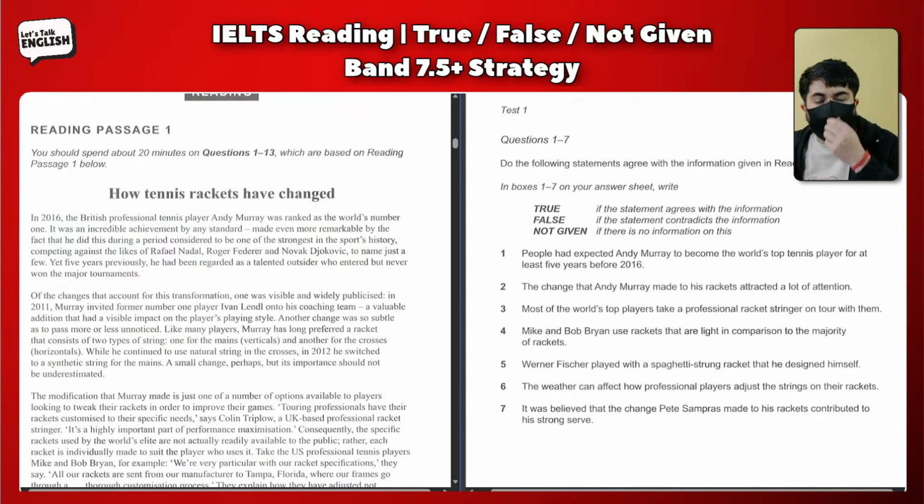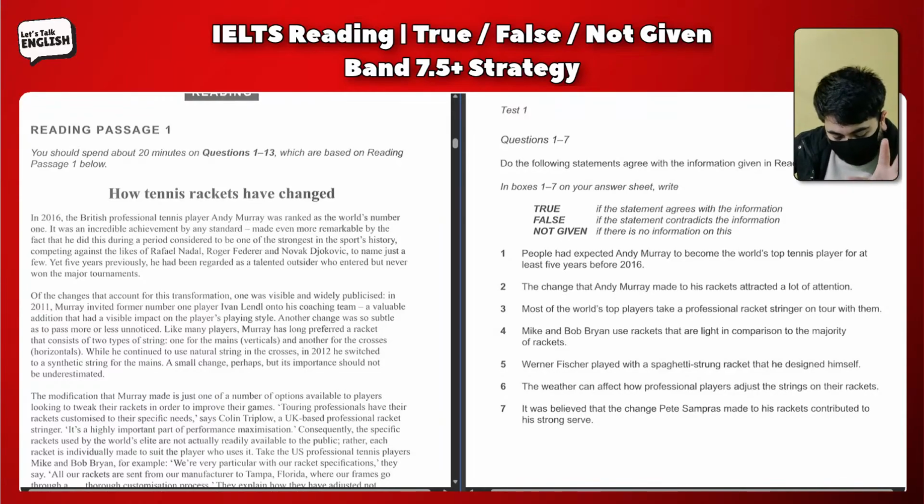I'm going to bring a video on yes no not given also, but basically the difference is that true false not given is based on facts and yes no not given is based on writer's opinion. So we'll talk about that in another video. Just let me know if you want to see that. I'll bring that video very quick.